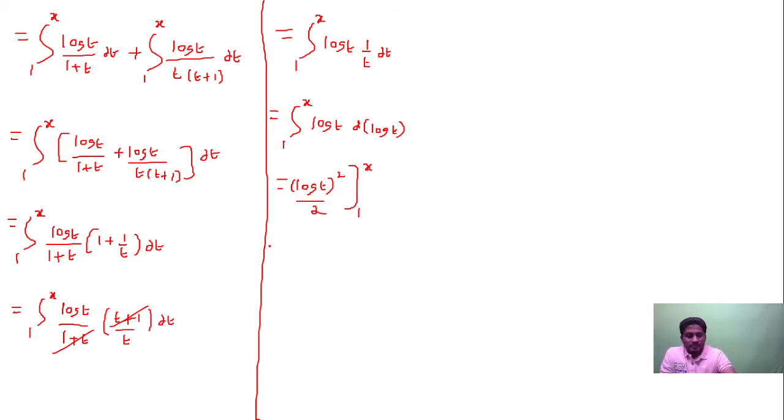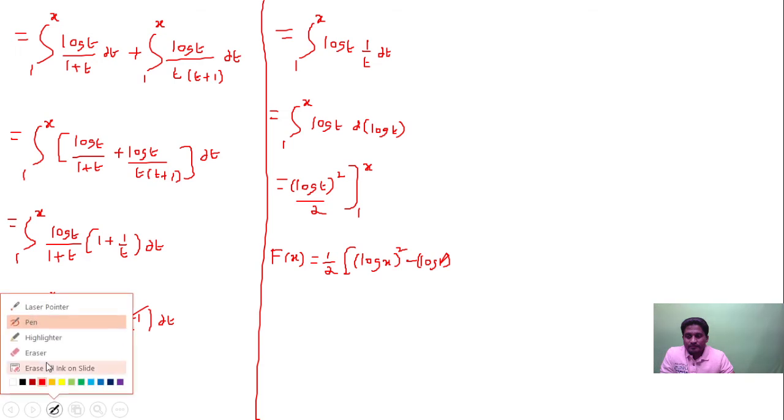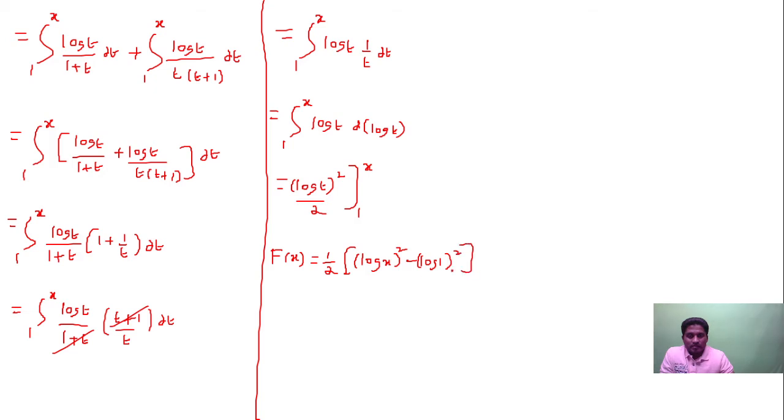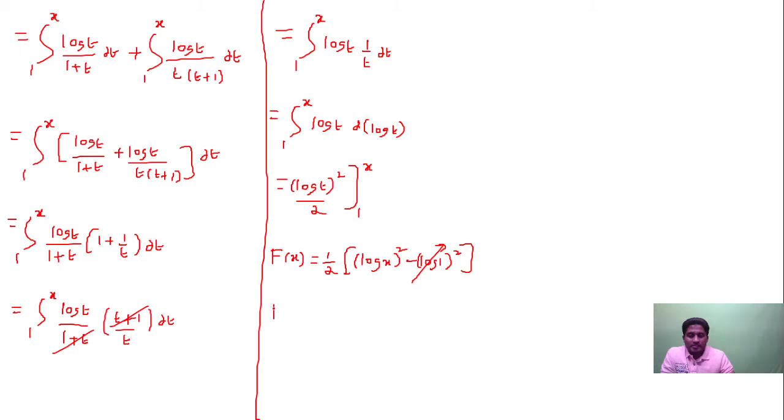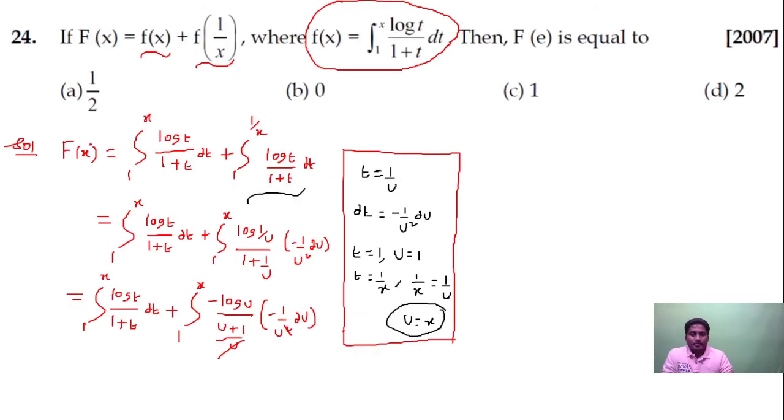So this capital F(x) is equal to half of upper limit minus lower limit. Upper limit is log x the whole square, minus lower limit is log 1 the whole square. Log 1 to any base is 0. This is F of x. But I am supposed to find out what is F of e, right? So replace x by e. F of e will be equal to 1 upon 2, log e the whole square. Log e is 1. So you get 1 upon 2. That's the answer, guys. Answer 1 upon 2, first option.